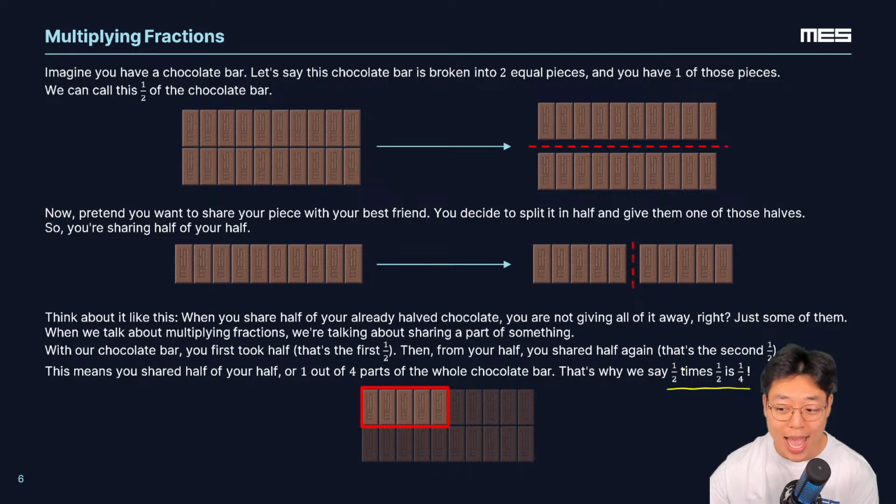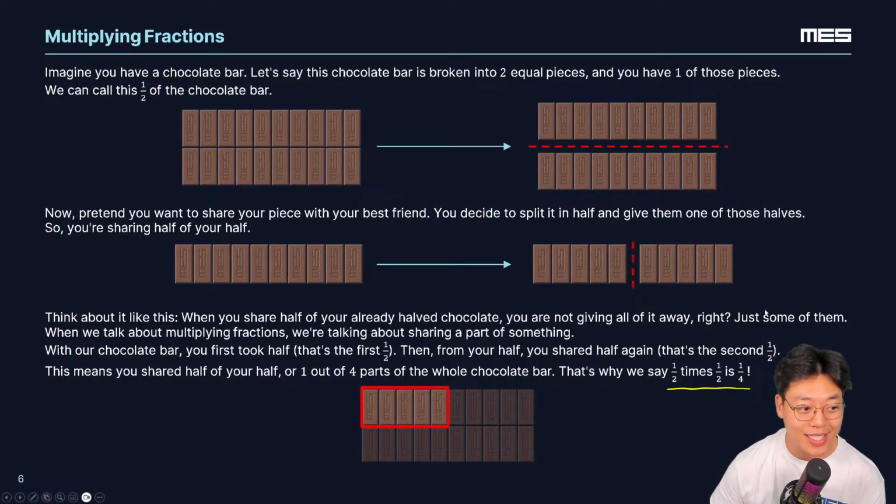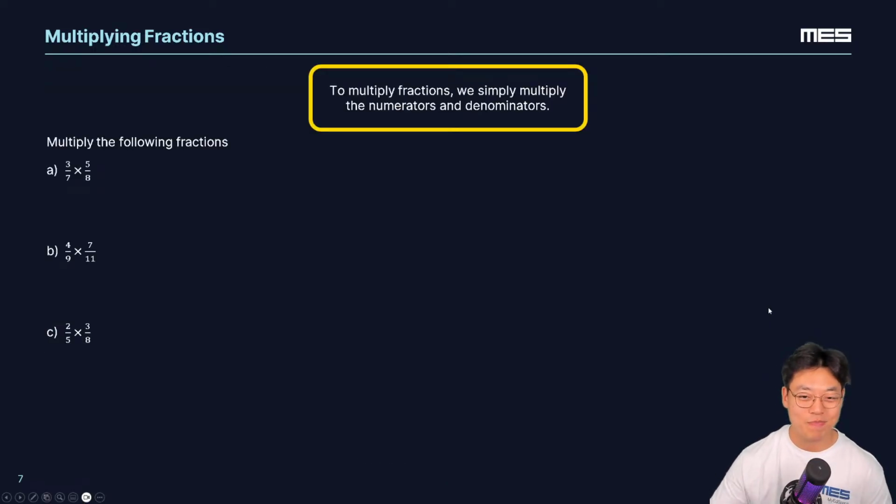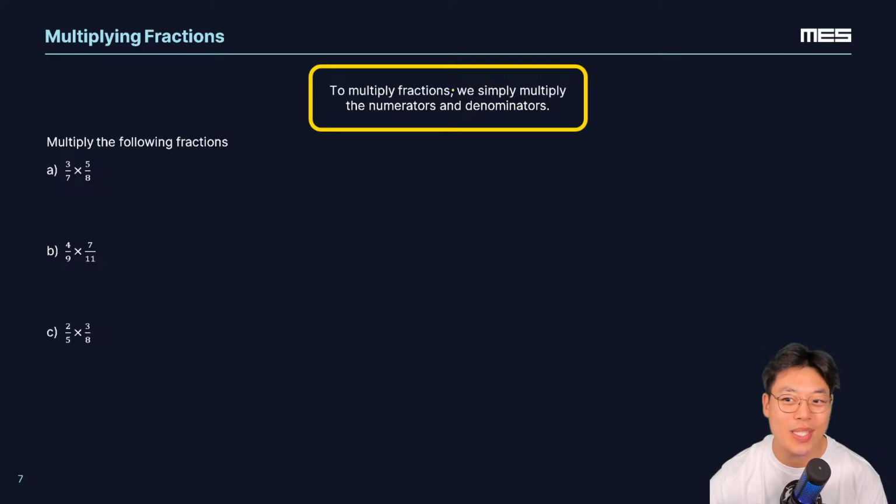If we have 1/2, a fraction, times another fraction, notice how we just multiplied the numerators and multiplied the denominators to get our final answer of 1/4, right? 1 times 1 is 1, and 2 times 2 is 4. So let's take a look at this as a pattern. To multiply fractions, we simply multiply the numerators and denominators.